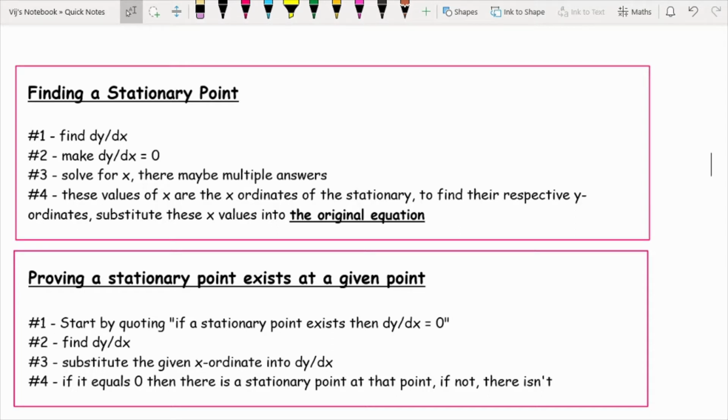So the first thing you want to do is state that if a stationary point exists, then dy/dx is going to equal 0. You then go on to find dy/dx, substitute the x ordinate that you've been given in the question, and if it equals 0 then it's a stationary point, and you can write hence the stationary point exists at this point. Or a question might say show that it's not a stationary point, in which case dy/dx should not equal 0.